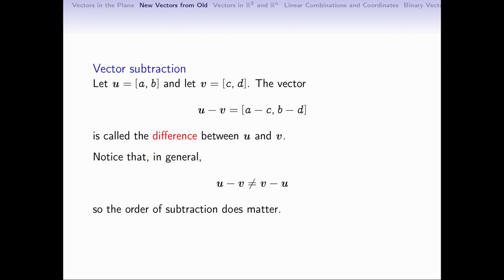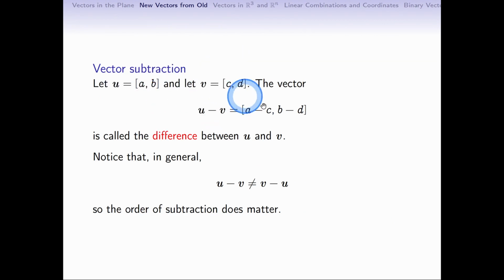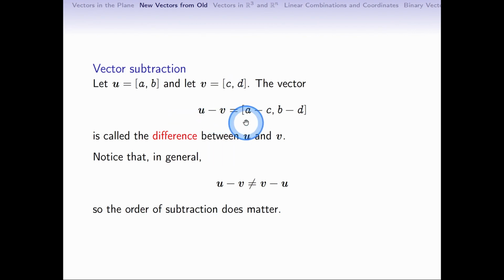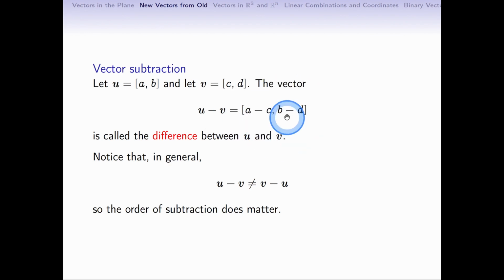So our next topic is vector subtraction. So let U be a vector with components a and b, and let V be a vector with components c and d. The vector U minus V is what I get by simply subtracting the components in the natural order. So if it's U minus V, I will subtract the components in the order U minus V. And this is what we would call the difference between U and V.